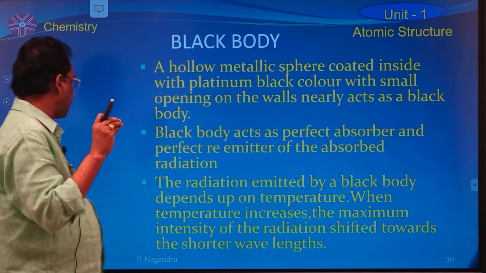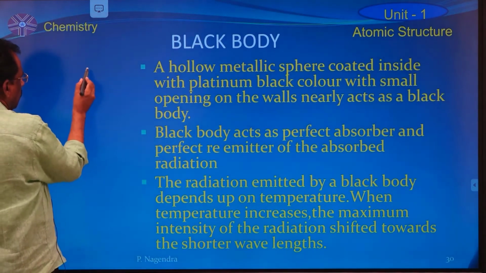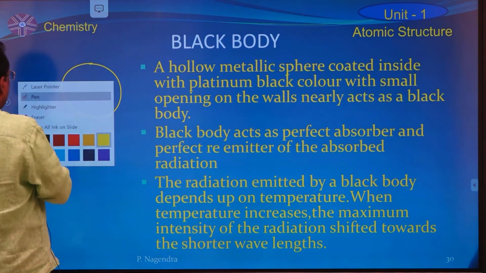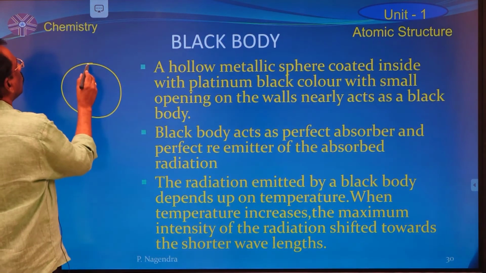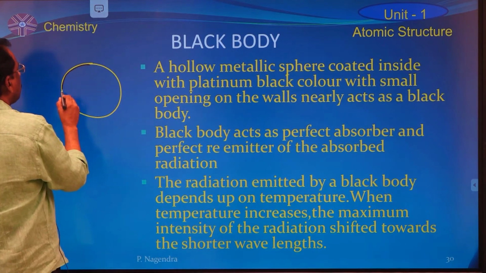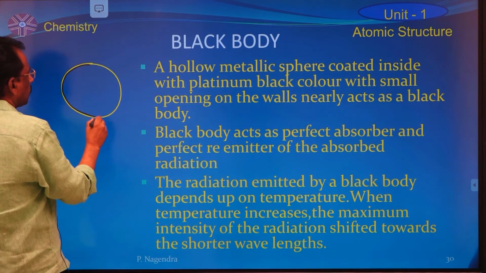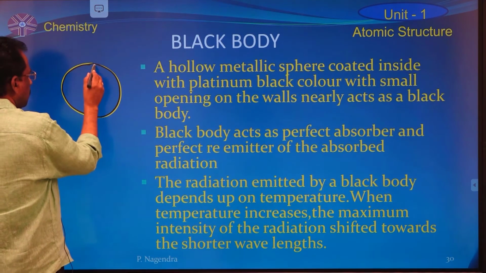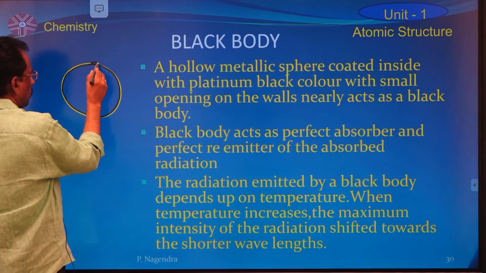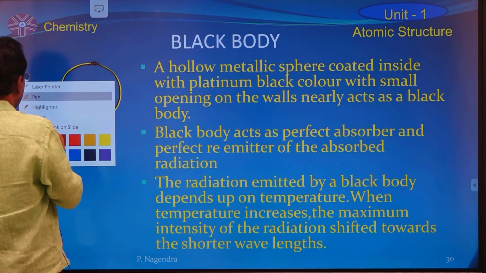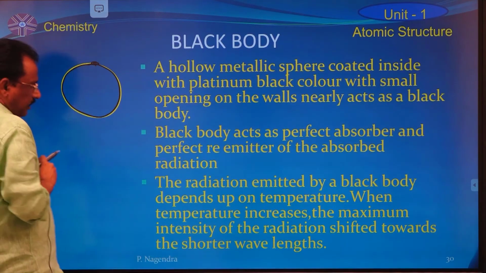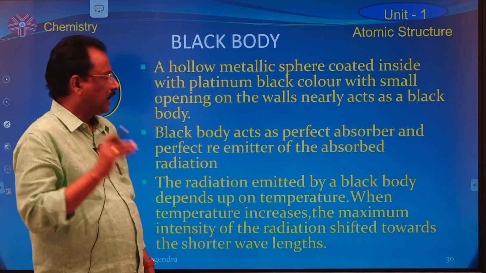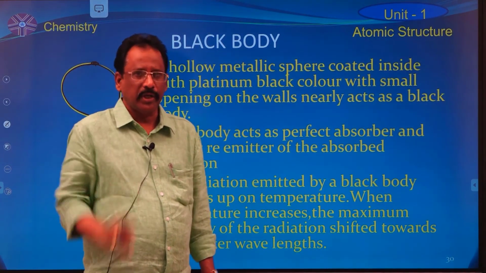which body acts as a black body? A hollow metallic sphere coated inside with platinum black color, with a small opening, a small hole on the walls, nearly acts as a black body.